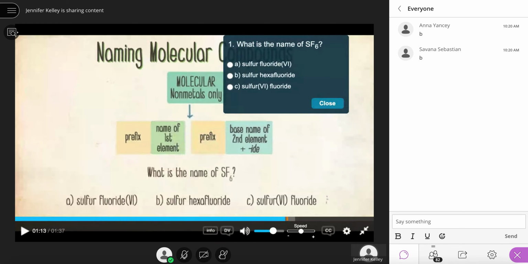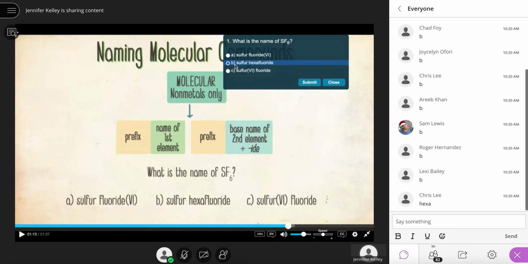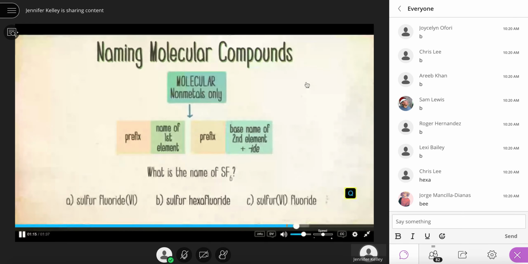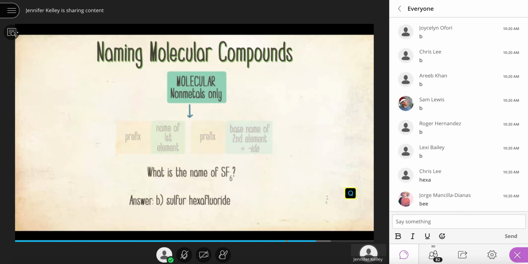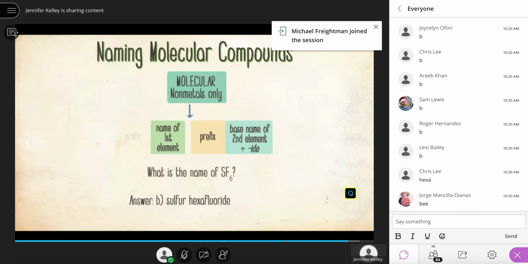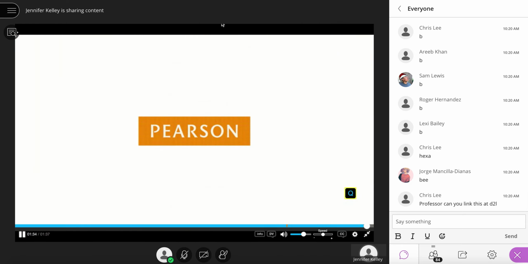Sulfur B. All right, you guys are right. The correct answer is B, sulfur hexafluoride. The compound is molecular with 2 or more nonmetals, so you name it accordingly. You drop the prefix mono for the first element and add the prefix hexa, which means 6, to the base name of the second element with the ending "-ide".